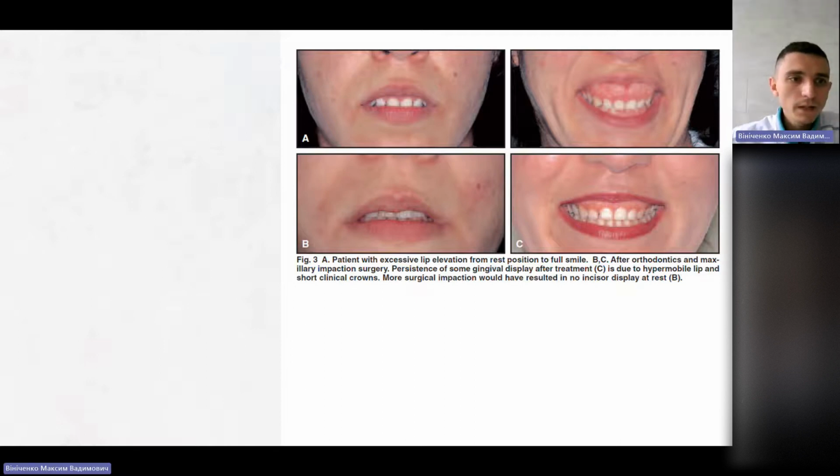After orthodontics and maxillary impaction surgery, we see pictures B and C. So we could see in picture C that it is not ideal, but it is much better than it was before. More surgical impaction would have resulted in no incisor display at rest, as in picture B.